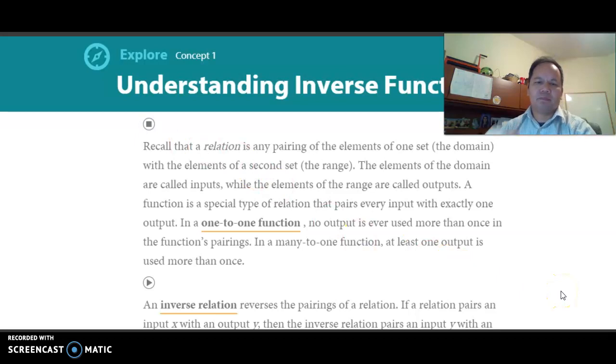Recall that a relation is any pairing of the elements of one set, called the domain, with the elements of a second set, called the range. The elements of the domain are called inputs, while the elements of the range are called outputs. A function is a special type of relation that pairs every input with exactly one output. In a one-to-one function, no output is ever used more than once in the function's pairings. In a many-to-one function, at least one output is used more than once.